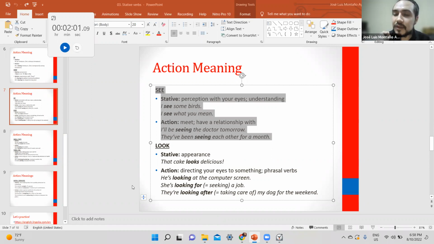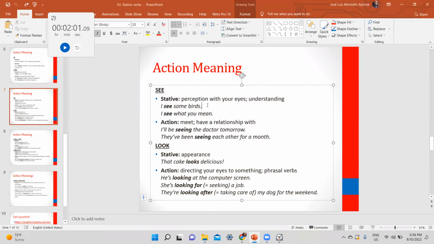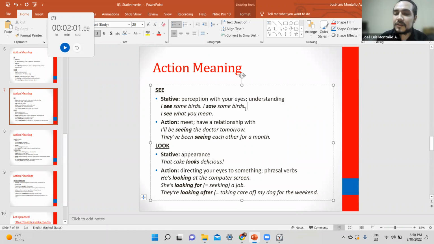And more than the base form, Evelyn, I would say that you can use simple tenses, and not only present. For example, here you can say, "I saw some birds." Okay, it is correct. And here, do you see? That's not the base verb, right? But it is correct. Why? Because it is simple tense. Okay, but you cannot say, I was seeing some birds. You use simple tenses here, but you cannot use ing. You only can use ing when you use the action meaning.